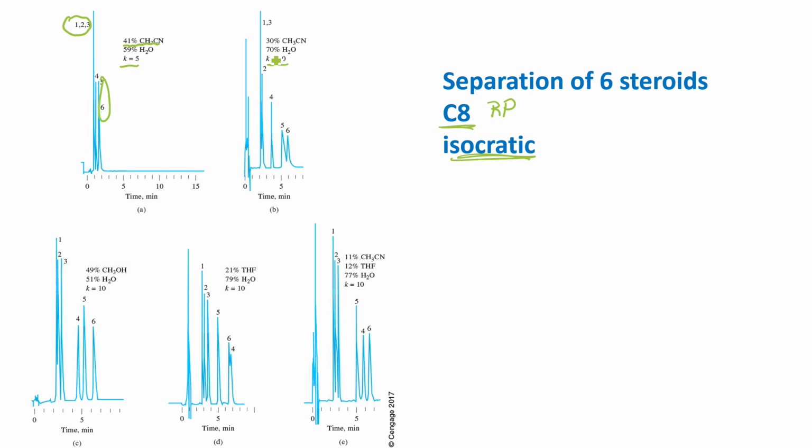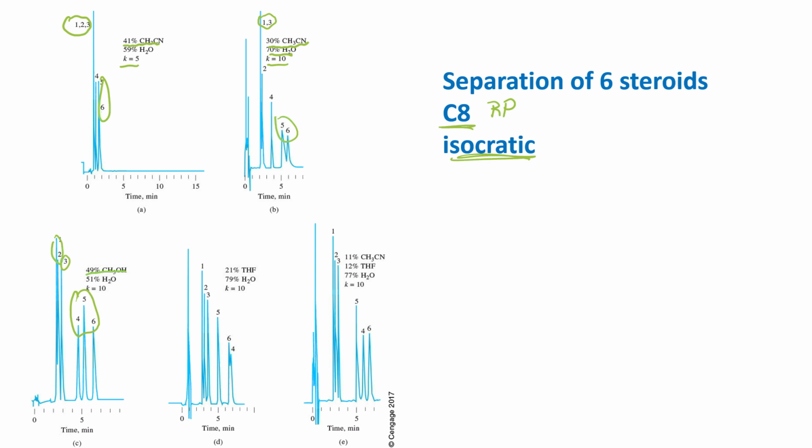70% water, so 30% acetonitrile, I'm sorry, a weaker solvent, and now we've got separation of a couple other peaks. 5 and 6 come apart, but still I've got co-elution of 1 and 3. And then if we went to use methanol instead of acetonitrile, that gives me a little bit of separation of 1 and 2. 3 is resolved. 4, 5, and 6 are good.